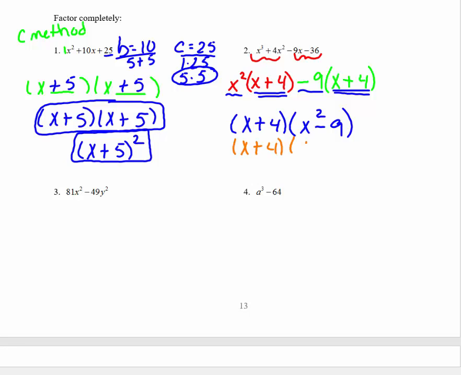X squared minus 9 would factor into x plus 3 and x minus 3. So you're going to see in this section that factoring one time doesn't always get you to your final answer. You might have to do a couple of factorings.